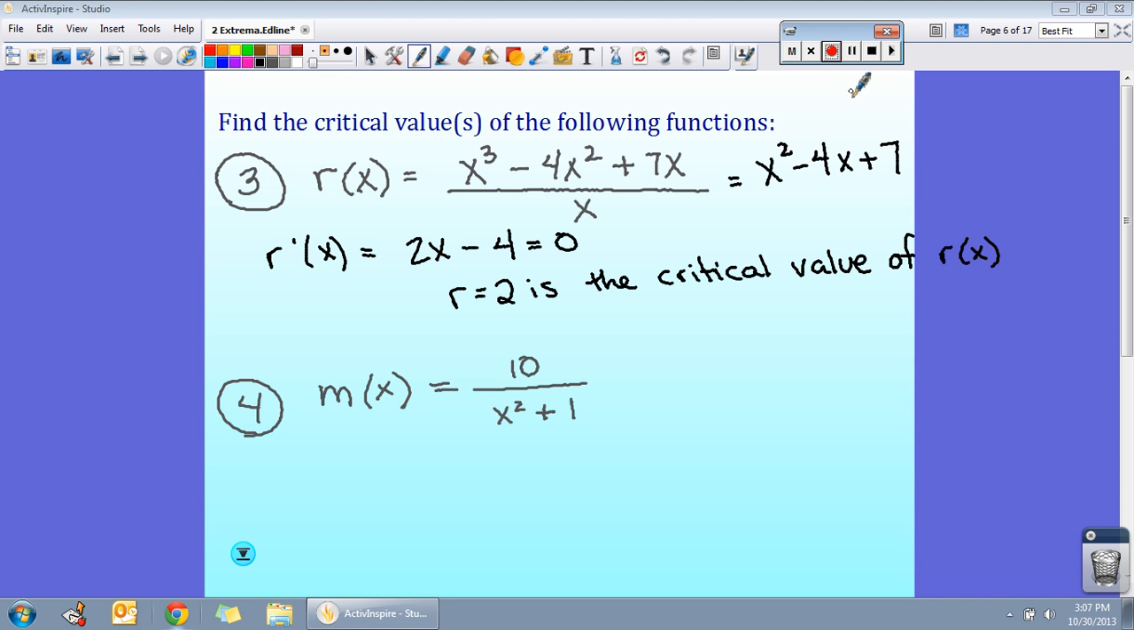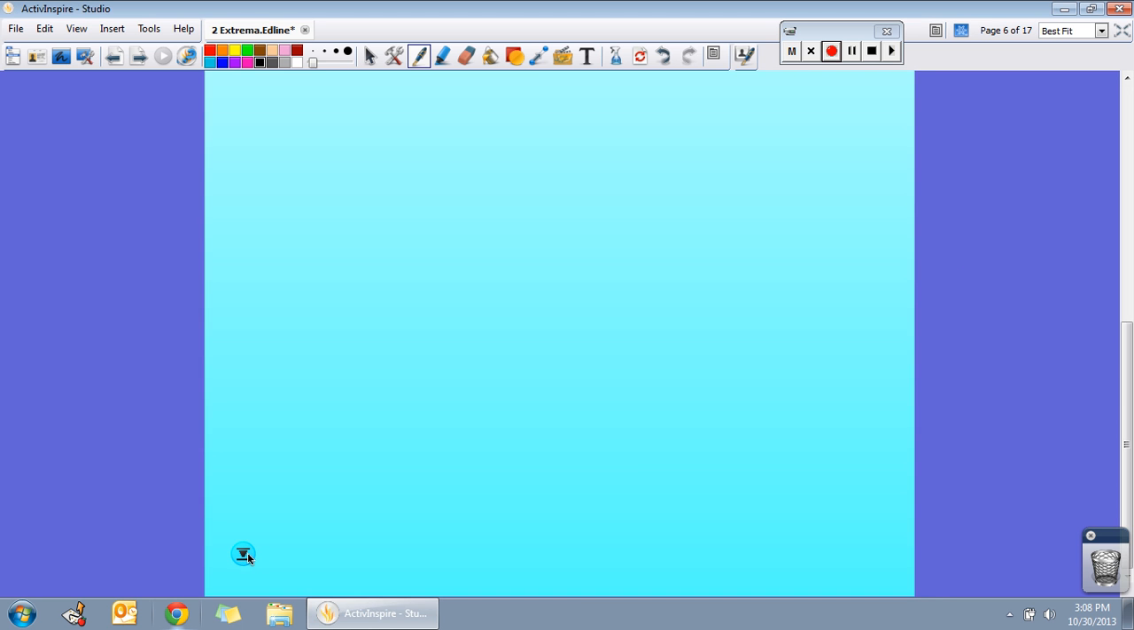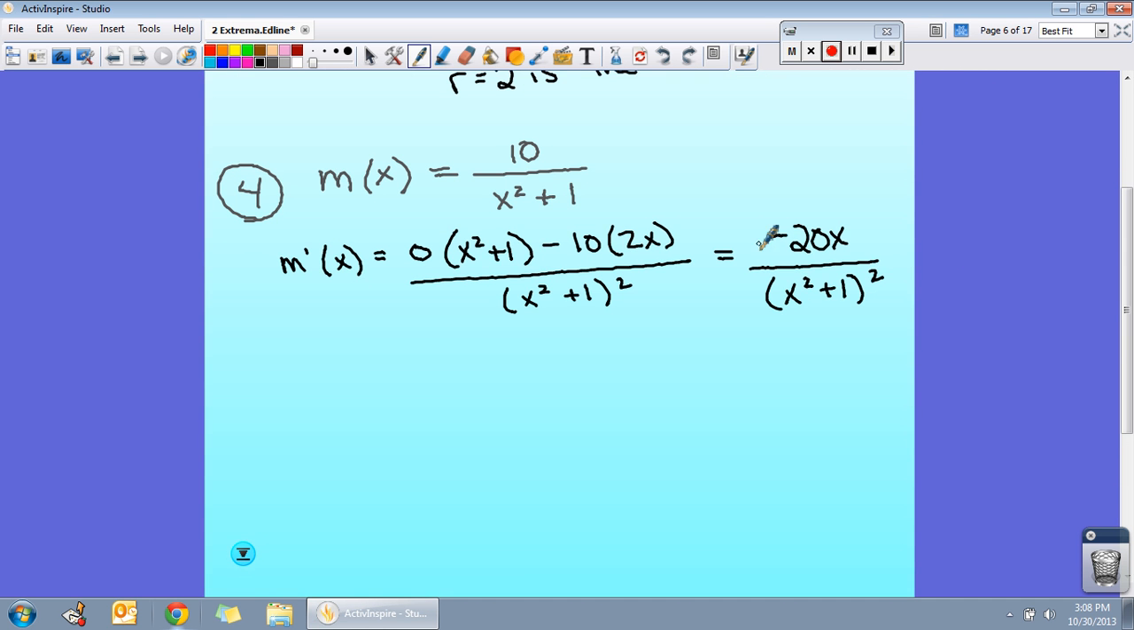x equals 2 is the critical value of r of x. Now pause the video and try number 4. Unpause when you would like a hint. Use the quotient rule when taking the derivative of a function that has a fraction. Once you have the derivative, -20x over x squared plus 1 squared, set both the numerator and the denominator equal to 0. Solve for x in each case.